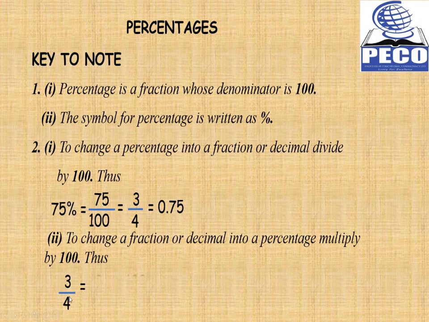A simple example: 3 out of 4 as a percentage is 3 out of 4 times 100, which gives us 75%. But earlier on we said that 3 out of 4 is the same as 0.75. So 0.75 times 100 gives us 75%.